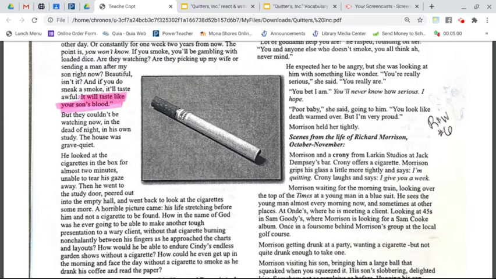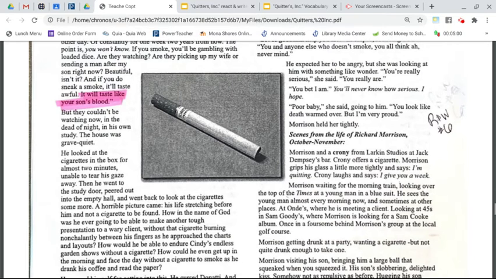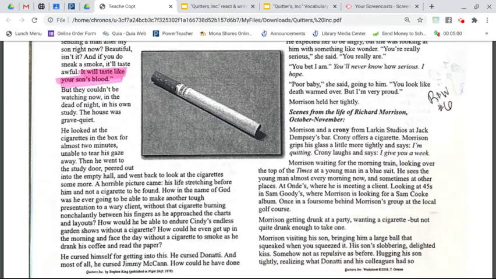They couldn't be watching now, in the dead of the night, in his own study; the house was grave quiet. He looked at the cigarettes in the box for almost 2 minutes, unable to tear his gaze away. Then he went to the study door, peered out into the empty hallway, and went back to look at the cigarettes some more. A horrible picture came, his life stretching before him, and not a cigarette to be found.